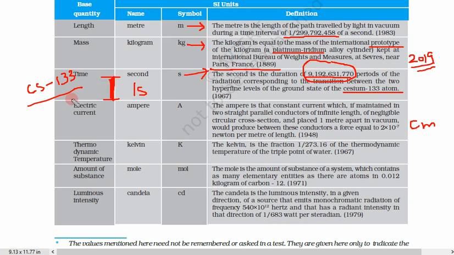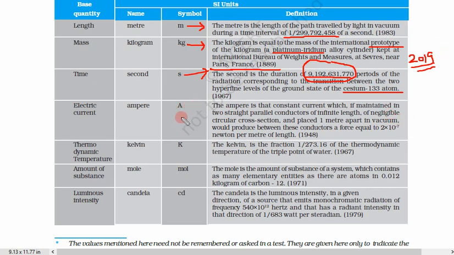So this atom vibrates about 9 billion times in 1 second. This is the precise number. This is one vibration: it starts from here and comes back to this. One vibration, two vibrations, three vibrations. So when it vibrates around 9 billion times, that time period is called 1 second. Again, the atom will always be there, so this is also an indestructible source.